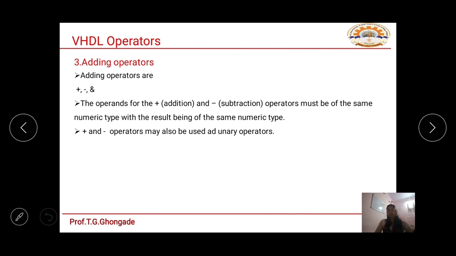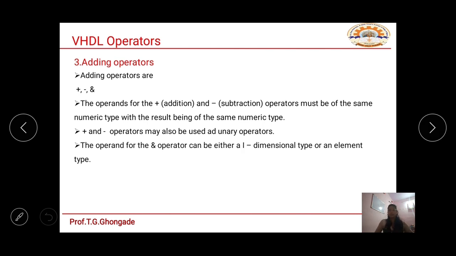Then operands for the concatenation operator can be either a one dimensional array type or an element type. Okay, and the result is always an array type. Okay, so let's look at the example of adding operators.